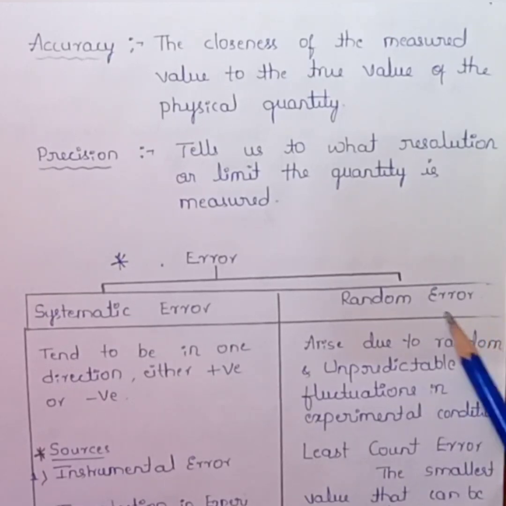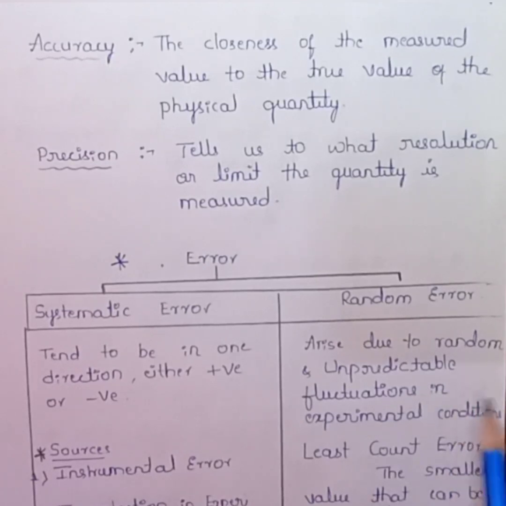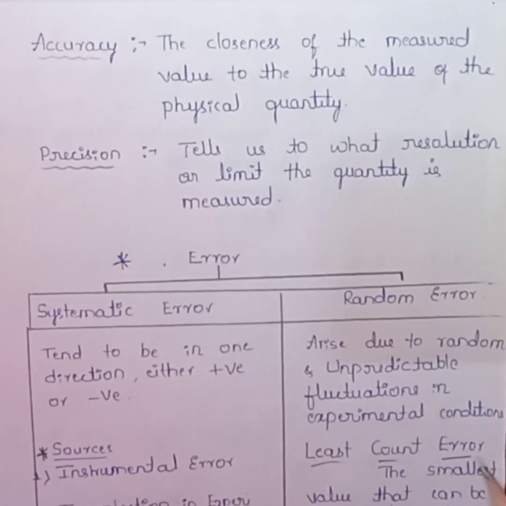Then what do we mean by random error? Random error arises due to random fluctuations in experimental conditions. Random fluctuations in experimental conditions means there is some random or unpredictable fluctuation in an experiment. Those errors are called random errors. We can also see the least count error while doing the experiment. What do we mean by least count error? The smallest value that can be measured by the measuring instrument. That means a very small value we can measure in the experiment.